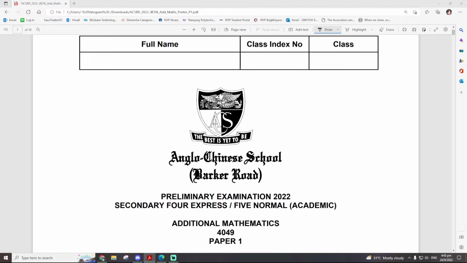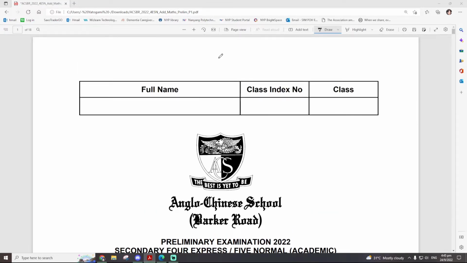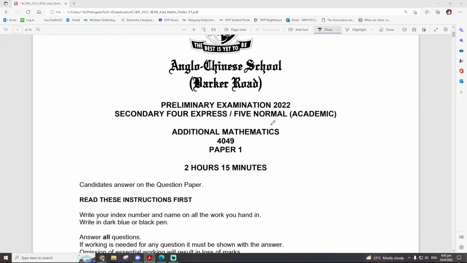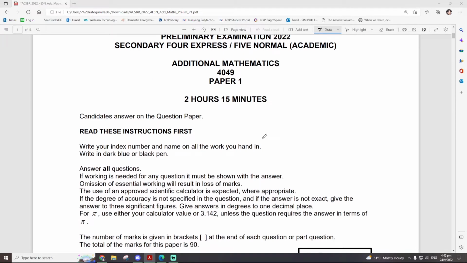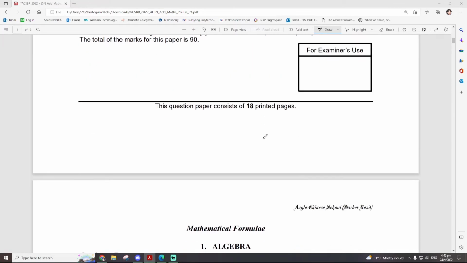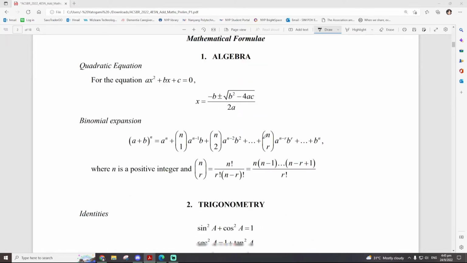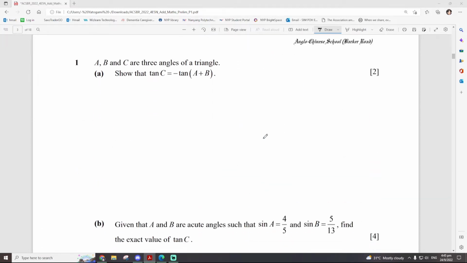So I received this paper from my former teacher because I was from ACSBR, and he said he wanted me to do a little bit of a solution video for this. So I thought, why not? Alright. I'll probably get back to ACJC sometime next week if I can. So let's have a look at this paper. I think it's a fair paper.